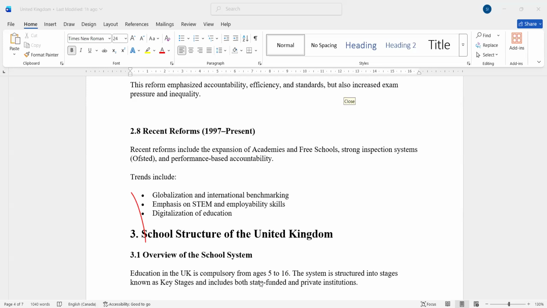So, emphasis on STEM and employability skills. Can anyone say what is STEM? I think Sri Lanka also is now going to start STEM education. The new government is emphasizing it. What is STEM? Science, technology, engineering, and maths. So they are starting from secondary.